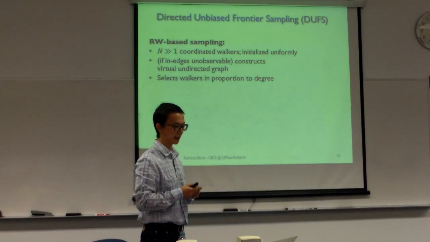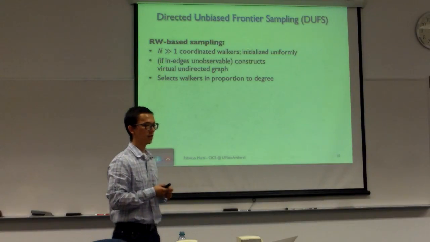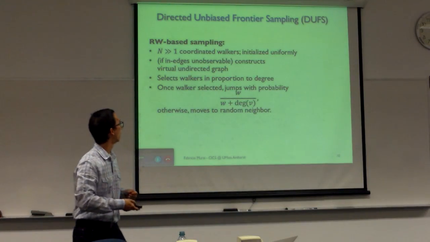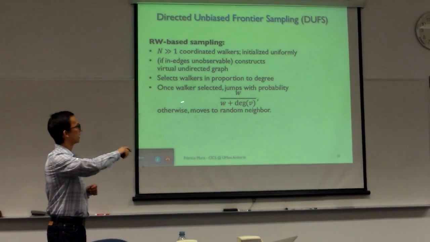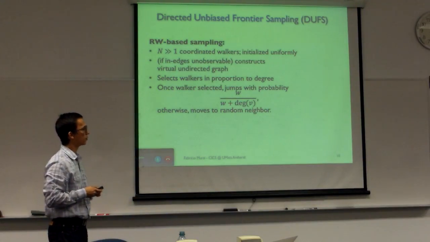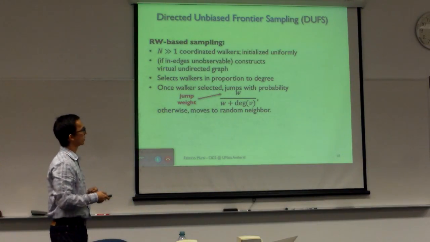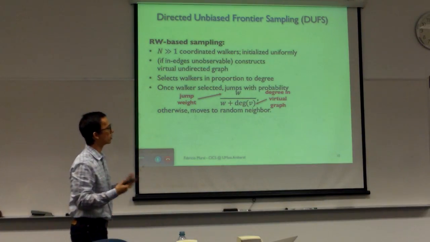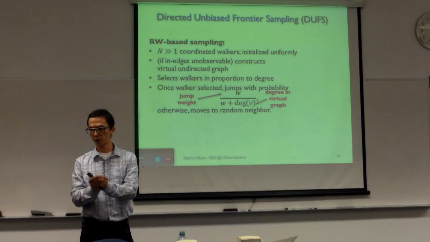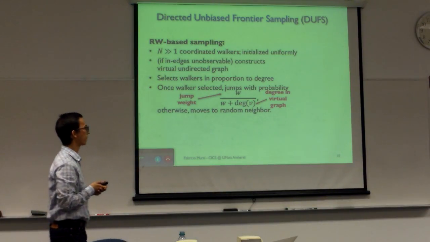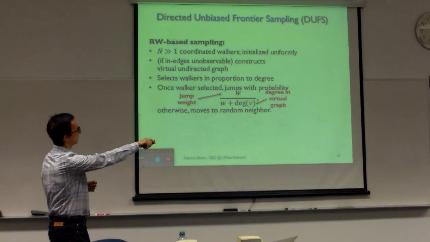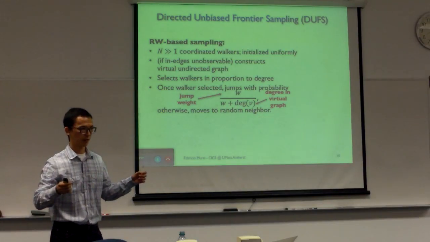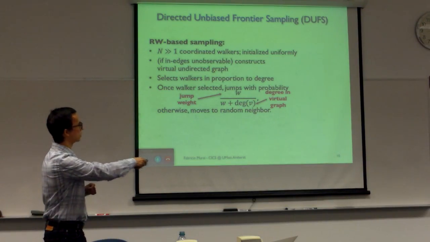At each step, DUFS selects the next walker to move in proportion to the degree of the node where it's currently located. So once the walker is selected, the walker is going to perform a random jump with probability w over w plus deg(v), where w is a parameter, the random jump weight, and deg(v) is the degree of the vertex where the walker is located in this virtual undirected graph. So with this probability, the walker is going to perform a random jump and land on a node chosen uniformly at random. And with the complementary probability, it's going to move to a random neighbor.